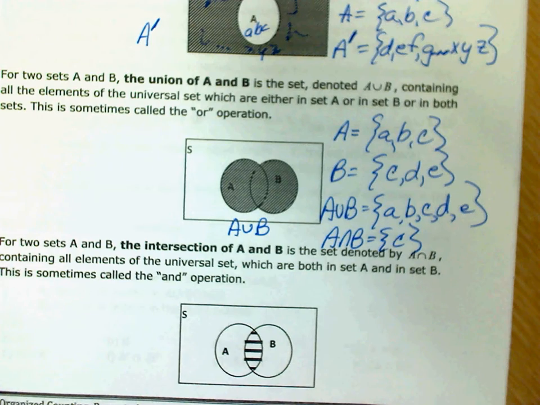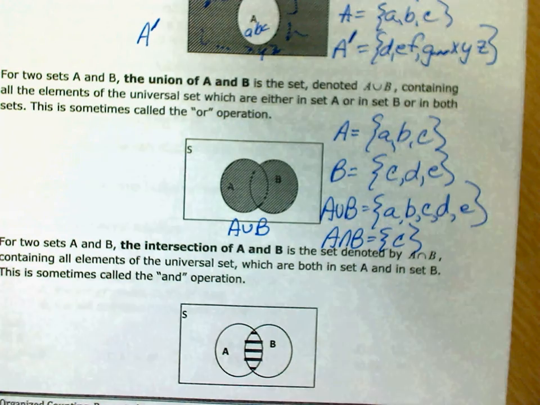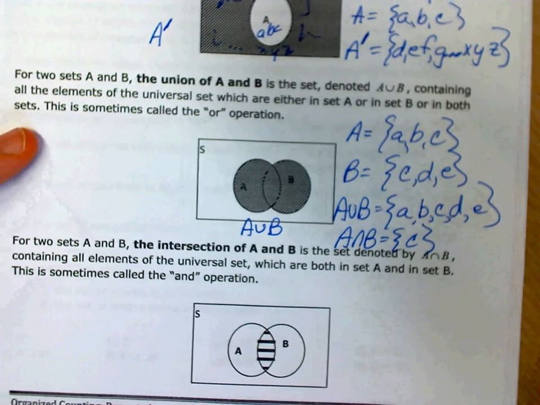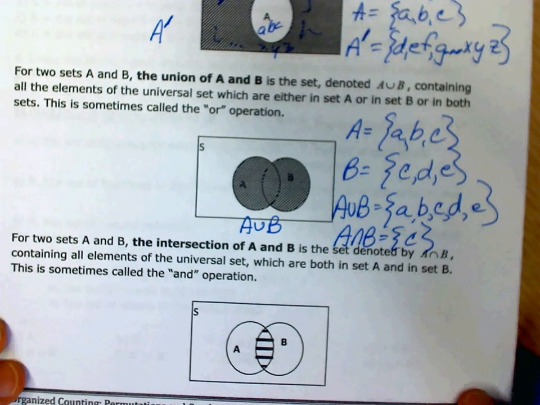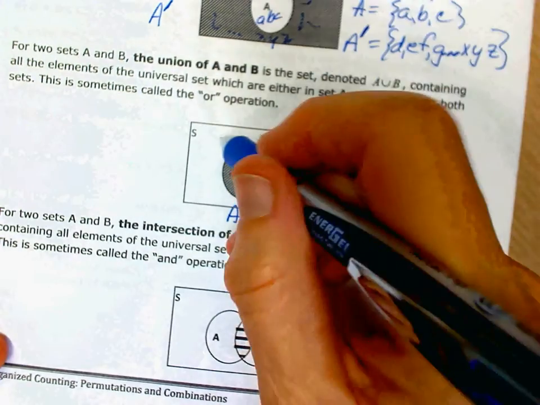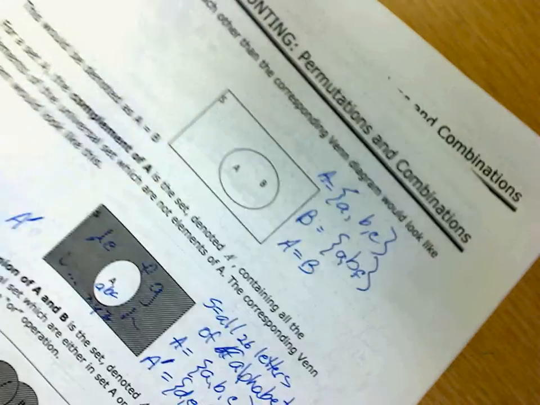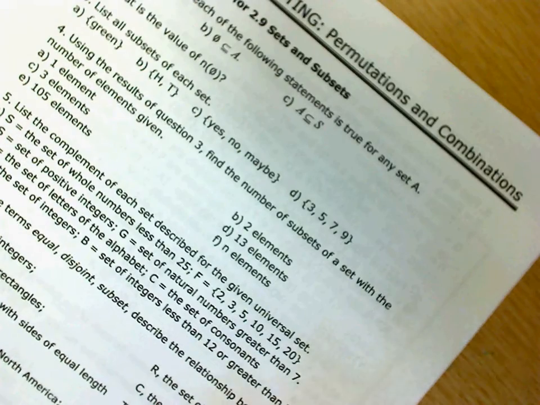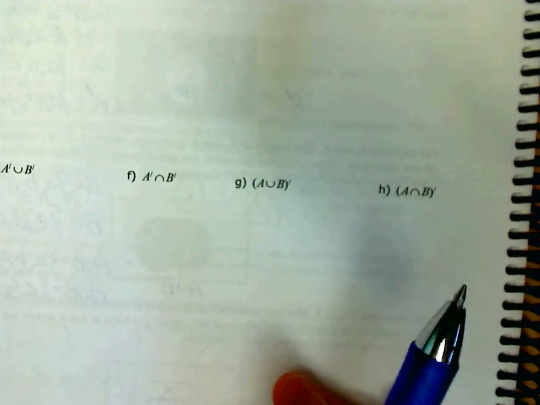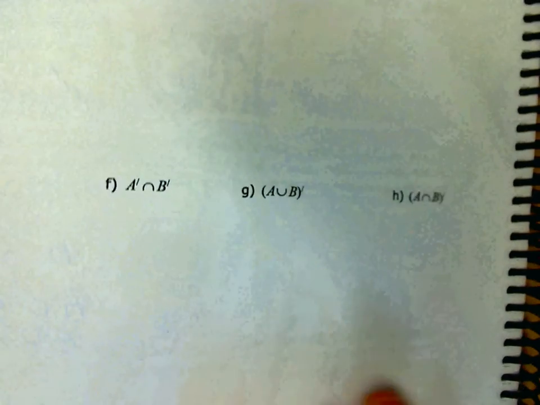What would A union B not be? Well, it would be like the unshaded part of this. We're going to do that in the next example, so if you don't mind waiting till then, you can get your question in.